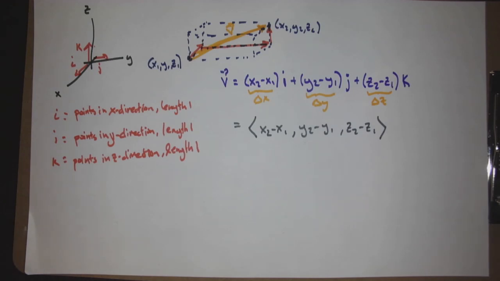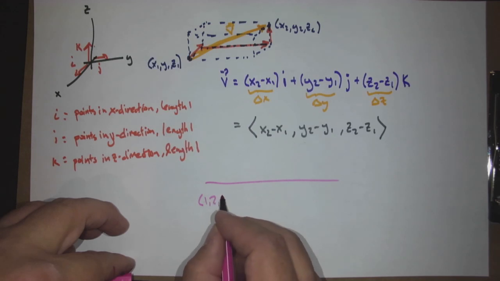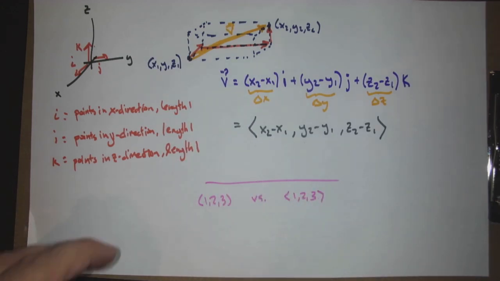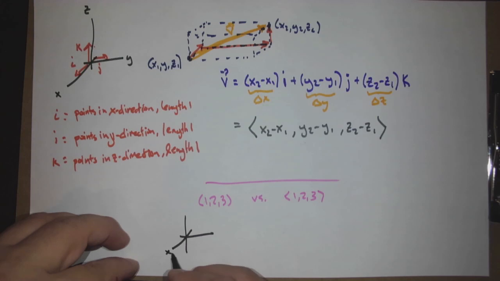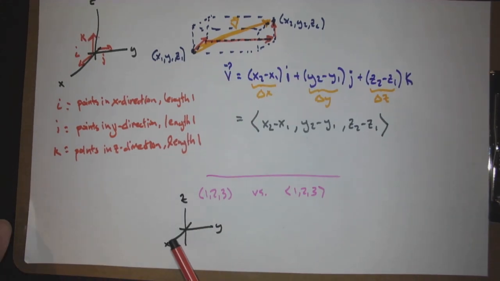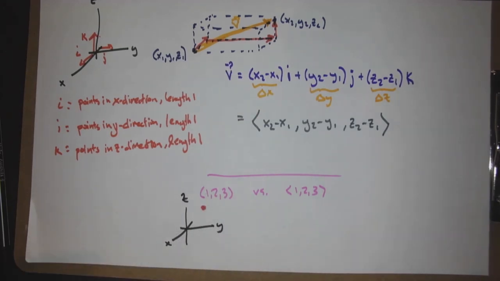What do I mean? What's the difference between (1, 2, 3) versus ⟨1, 2, 3⟩, where we went from parentheses to these angled brackets? Well, again, (1, 2, 3) is one very specific location. How do you get there? Well, the answer is you move 1 in the x direction, you move 2 in the y direction, and you move 3 in the z direction. So it's one single point.